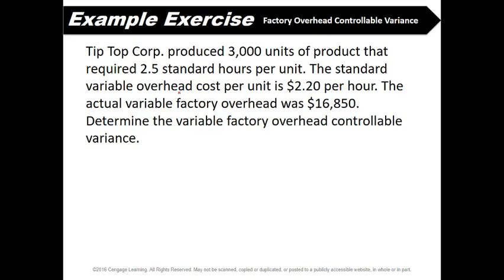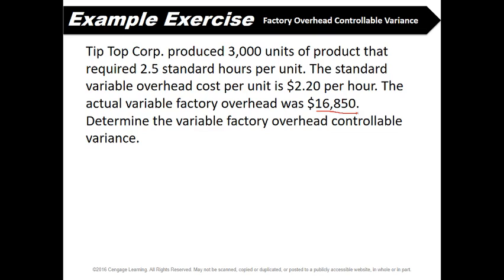Here we have Tip Top Corp producing 3,000 units that required 2.5 standard hours per unit. The standard variable overhead cost per unit is $2.20. The actual variable factory overhead was 16,850. Let's determine the variable factory overhead controllable variance. So what is the actual variable factory overhead? They give us that. That's right here. That's 16,850. Then we need to determine what the budgeted factory overhead is.